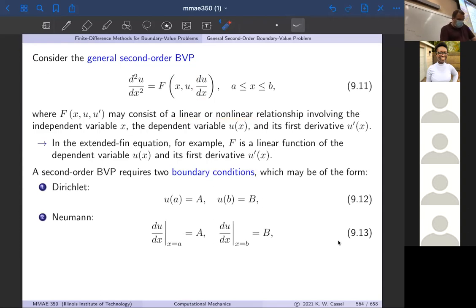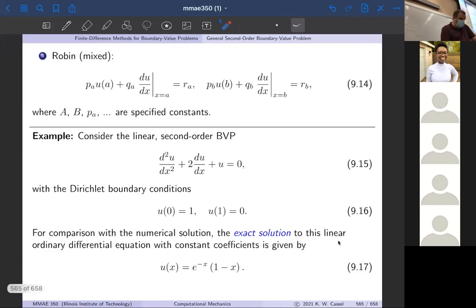Again, we have various types of boundary conditions. We have Dirichlet, where u is known at the boundaries. Neumann, where the normal derivative of u is known at the boundaries. Or Robin, where a linear combination of u and the first derivative is known at the boundaries. So any one of those 3 possibilities. And of course, you could have different ones on different sides, just as we did for the extended fin.